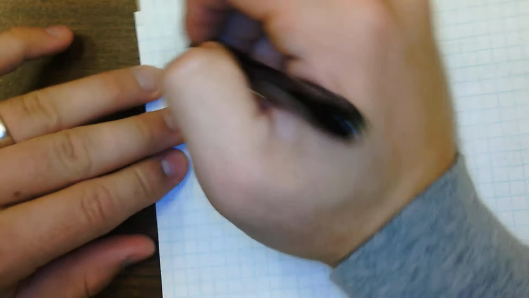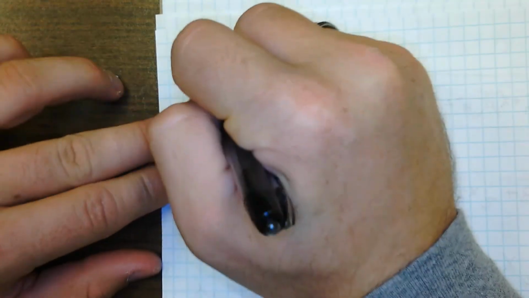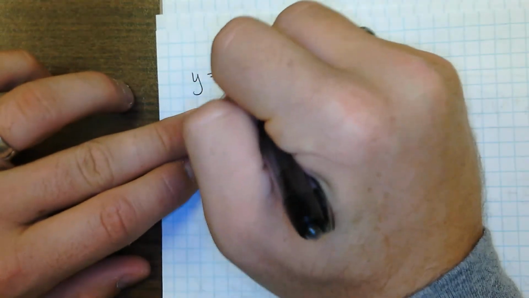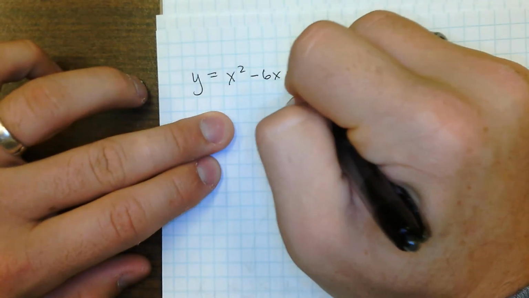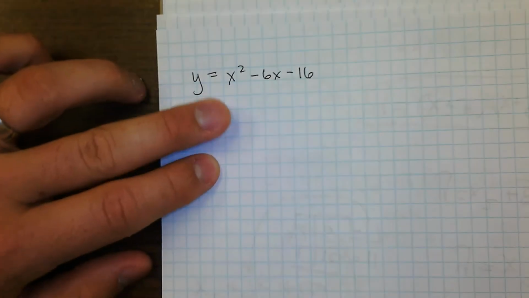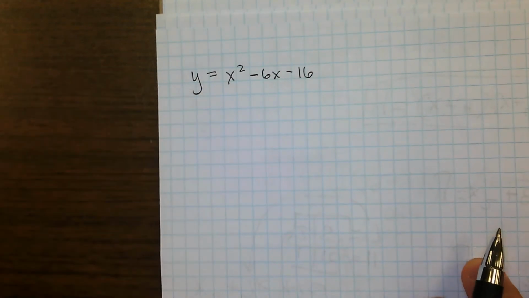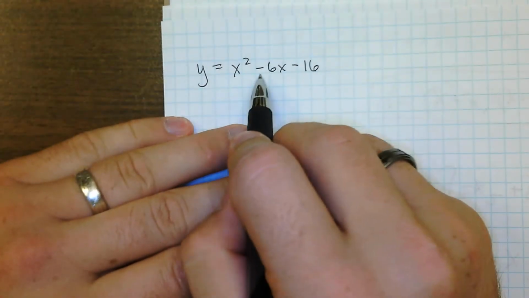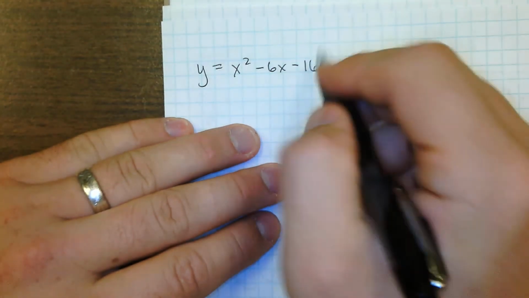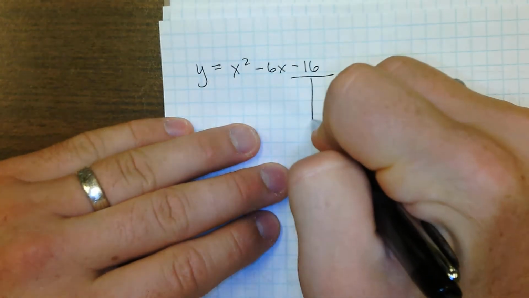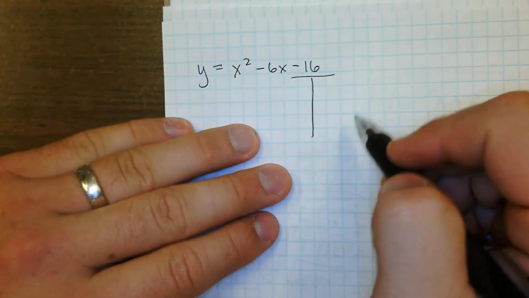Another example. This one is a little bit more difficult. Would be like y equals x squared minus 6x minus 16. Okay. Anytime the last term is negative, there will be one positive factor and one negative factor.